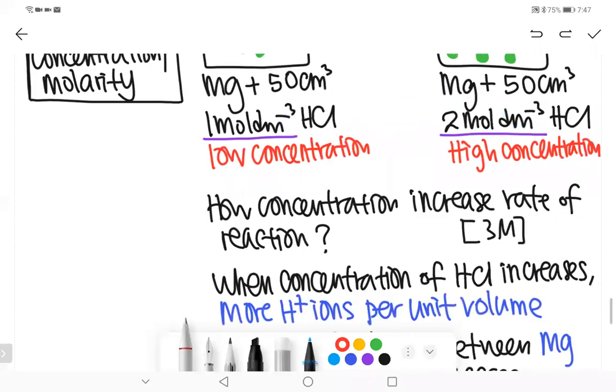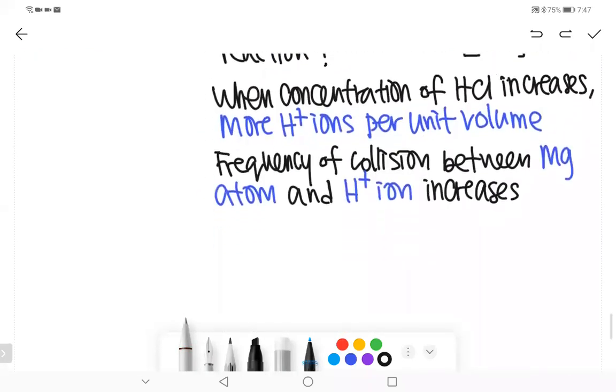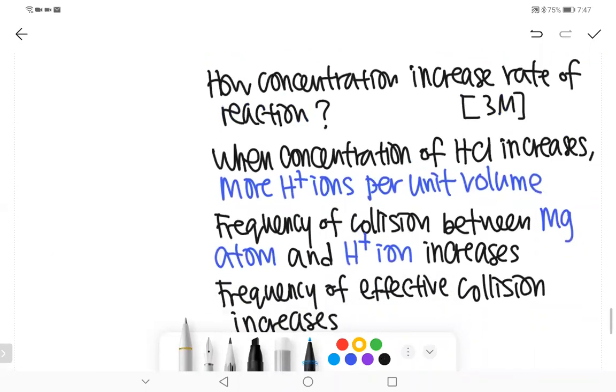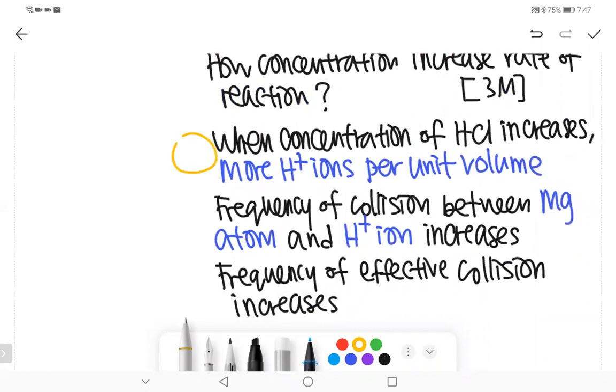When they collide more and more often, when there are more collisions, frequency of effective collision will increase. When you get many effective collisions, your reaction can be faster. So in this case, where do the 3 marks come from? The first mark you get when you write that when concentration increases, you have more and more H plus ions per unit volume.